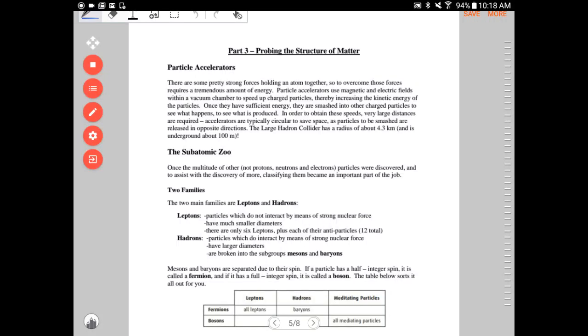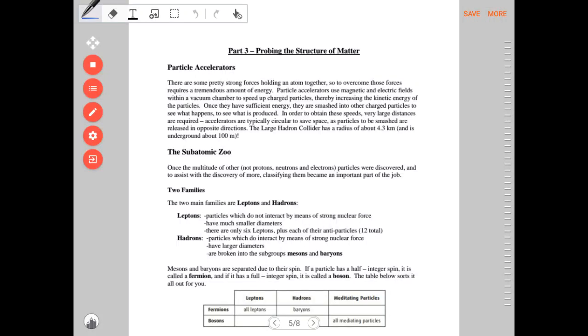Hi everyone, part 3, probing the structure of matter. Okay, so this is where highly theoretical becomes really highly theoretical. But that's all right.